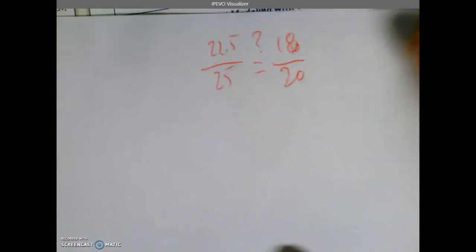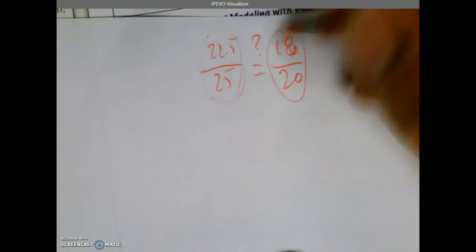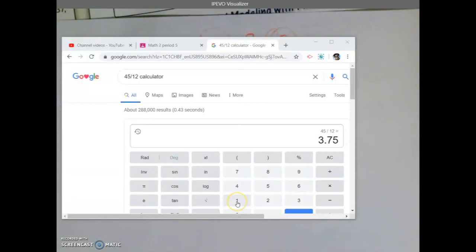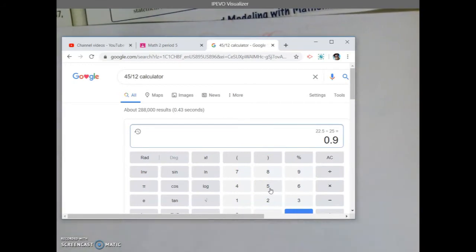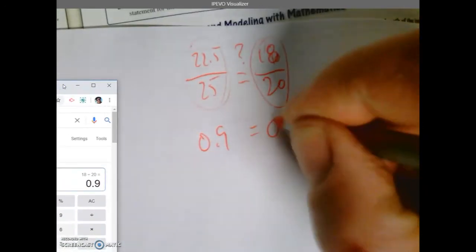There are two ways to check this. If you have a calculator, divide them and see if we get the same decimal. So 22.5 divided by 25 is 0.9. The other one is 18 over 20, which I already know is 0.9, but let's do it. That's 0.9 also. So both of them give us 0.9. We have 0.9 equals 0.9.